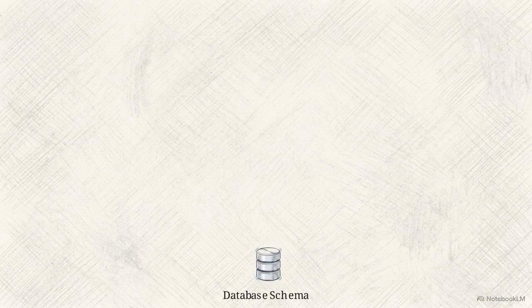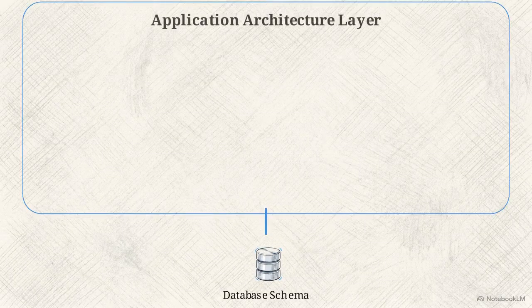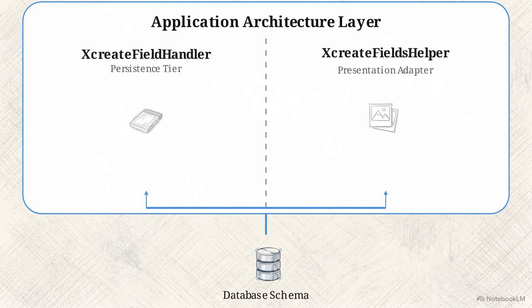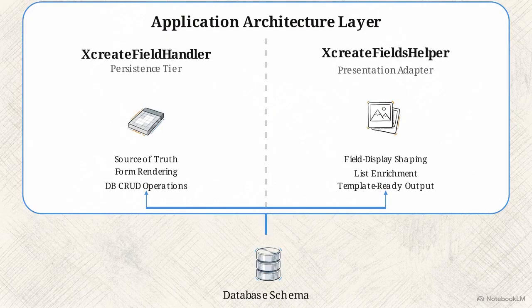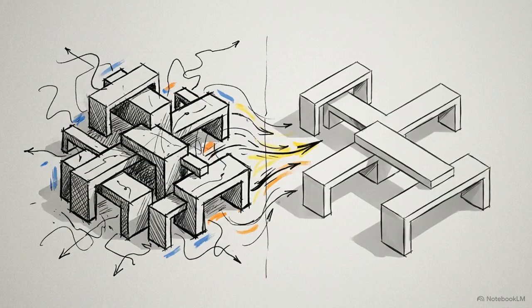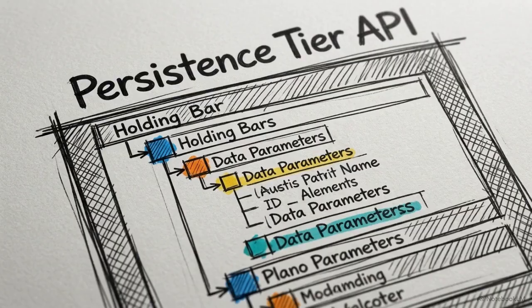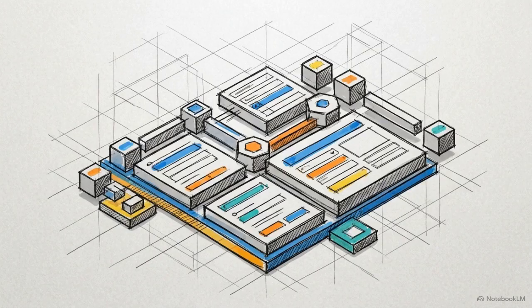Moving up from the completed database schema, we reach the application architecture layer. This split-screen diagram illustrates how the system processes that data. Here we encounter a critical software design pattern enforced by the module, the helper split. Looking at the left side of the diagram, raw database rows flow into the persistence tier. This side is governed by the xCreate field handler. It strictly owns the field metadata, manages all database interactions, and generates the underlying form logic.